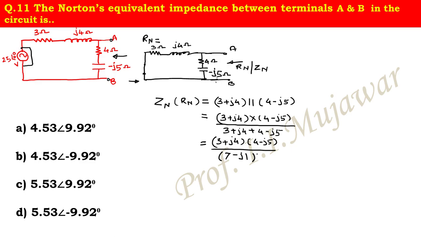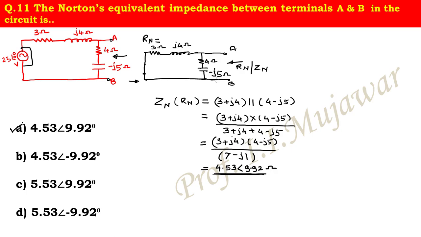That means what we are doing is we are just solving for Zn. Then shift plus equal. So the value comes out to be 4.527, then shift equal, that is 9.92 degrees. That much ohms. Okay, so with this one your option A is the correct one.